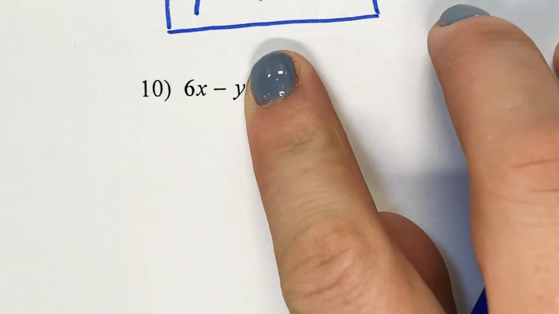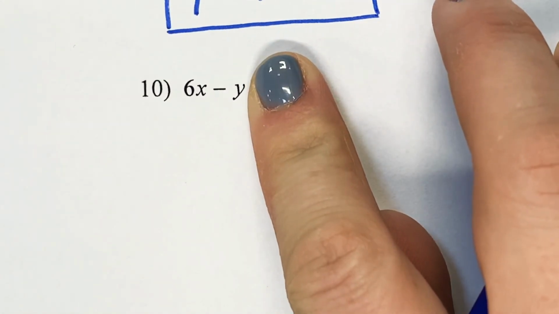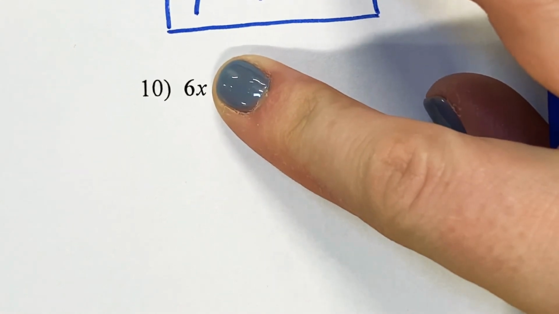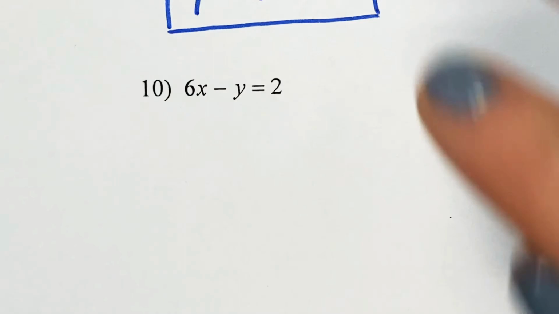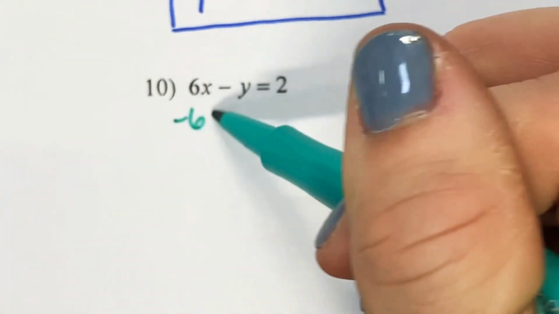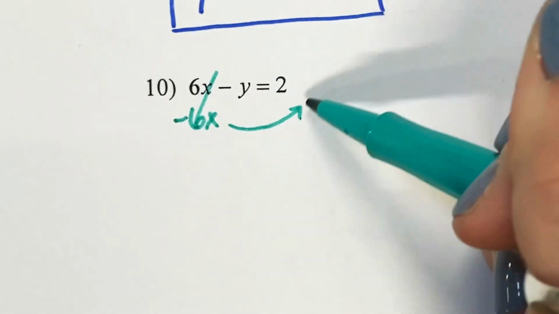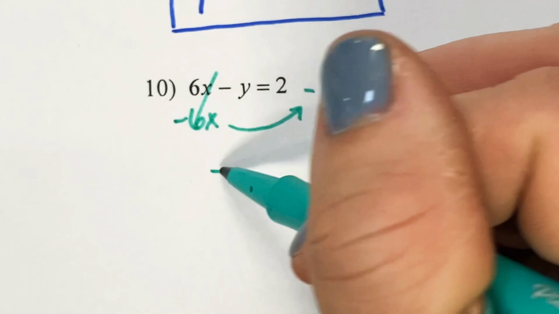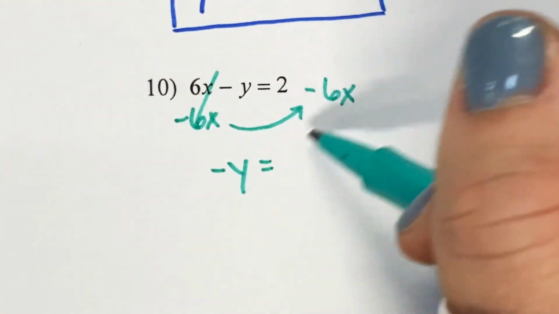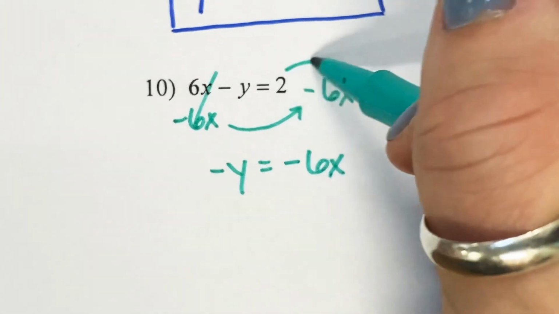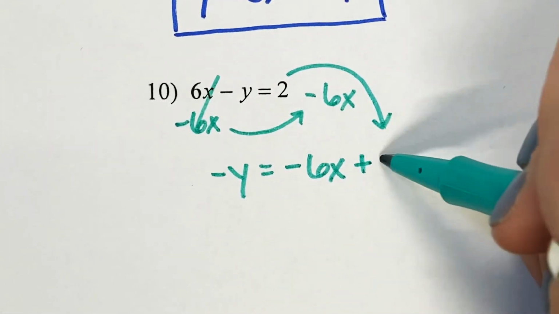Number 10. What is the only thing, or only couple things, on the same side as my y? Okay, let's look at the 6x first. What is the opposite of a positive 6x? It's going to be negative 6x, cancels it out, puts it over here. So we have negative y still left over, equals, write your x term first, negative 6x, and it's a positive 2, so plus 2.